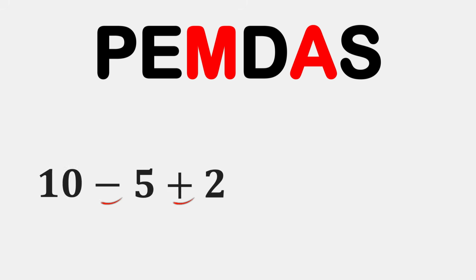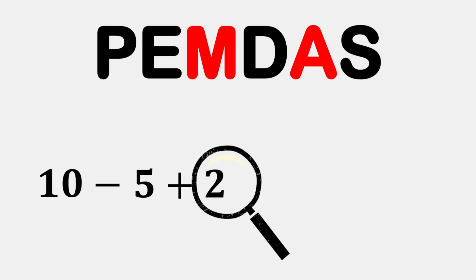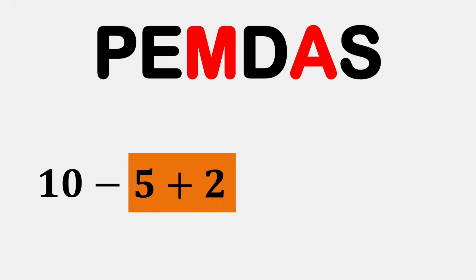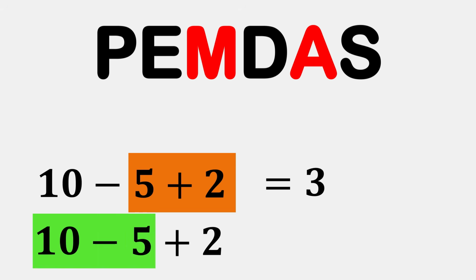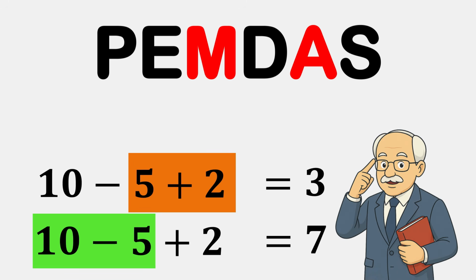Finally, the last step is addition and subtraction. Just like before, they are equals. You don't always add before you subtract. Instead, you scan the expression from the left and solve as you go. For example, take this one: 10 minus 5 plus 2. If you add 5 and 2 first, you get 7, and 10 minus 7 is 3. That is incorrect. Following the correct order, we move from left to right. 10 minus 5 is 5, and 5 plus 2 is 7. That is the correct way. Not using this method will easily lead you to the wrong answer.